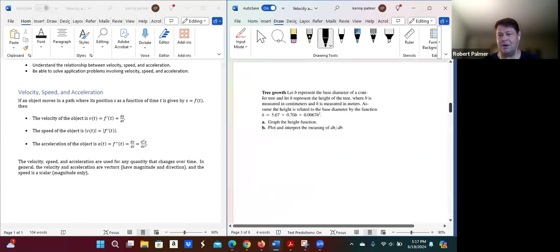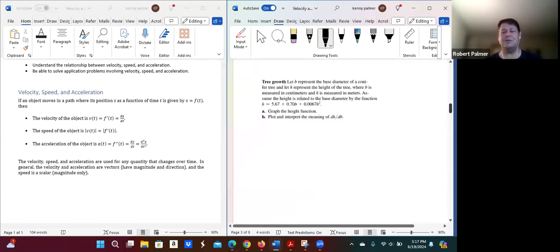Okay, so those are just some of the basic ideas. Let's take a look at our next problem. This is kind of interesting. It's about tree growth, so it's a little bit different from just the usual acceleration and velocity, although the principles still apply. This one says, let B represent the base diameter of a conifer tree, and let H represent the height of the tree, where B is measured in centimeters and H is measured in meters. Assume the height is related to the base diameter by this function.